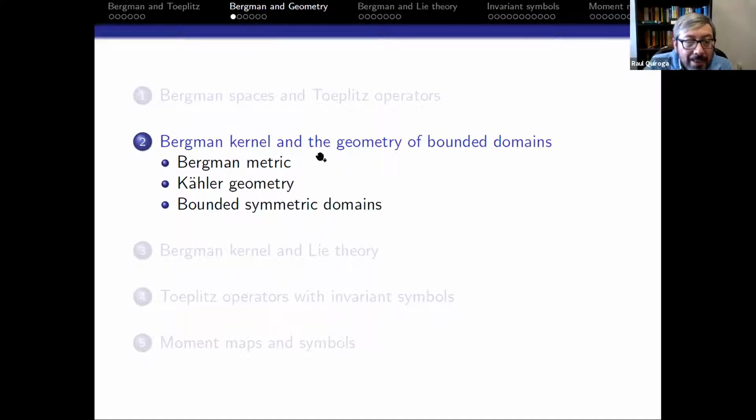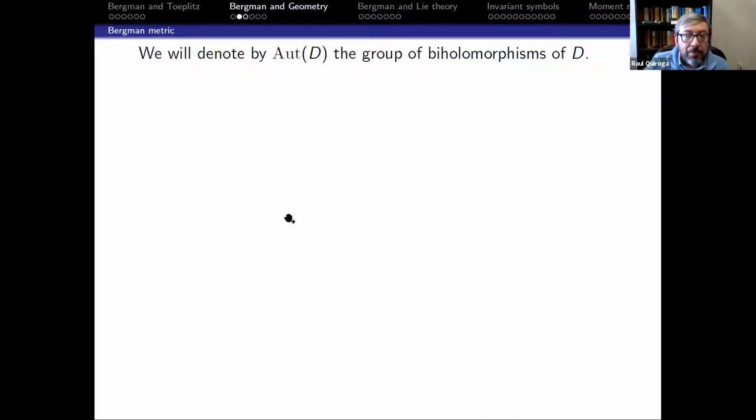But now, let's get into the geometry. The geometry comes from the geometry of bounded domains. So I'm going to explain the Bergman metric, the Carton metric associated to this, and this special type of domains, the bounded symmetric domains. So we start with this notation, the group of biholomorphisms, the automorphisms of the bounded domain.